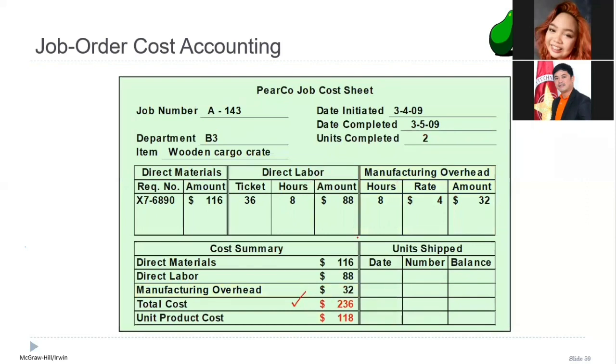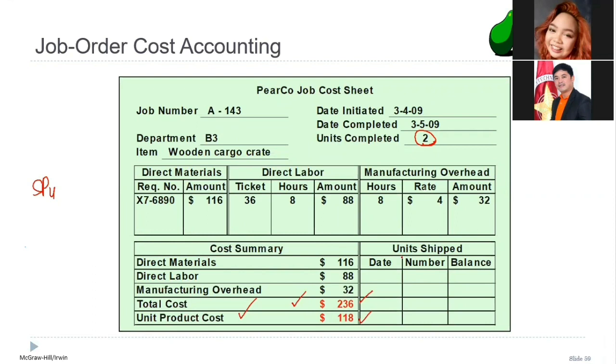How many did we make? It is written on our job cost sheet that units completed is 2. So the unit production cost is 236 divided by 2, so 118 per unit. Here it will depend on your markup, because the exam asks up to the selling price per unit.